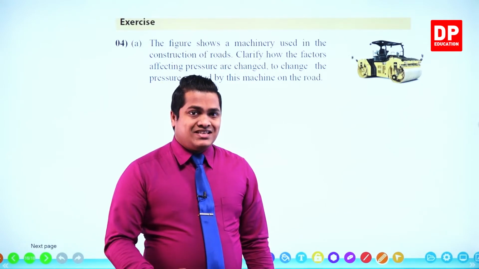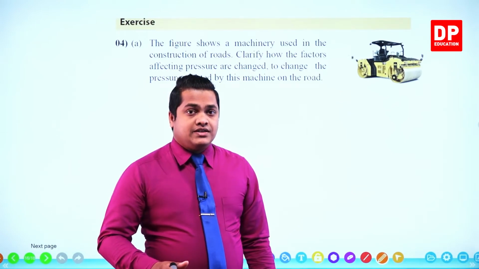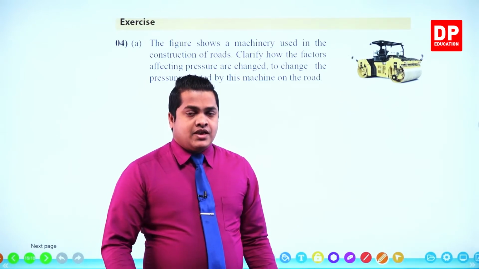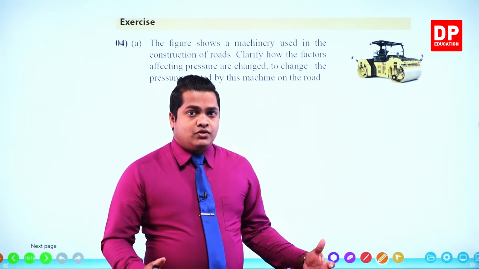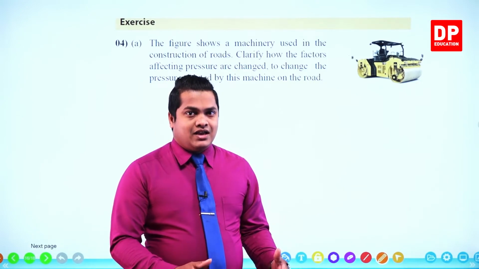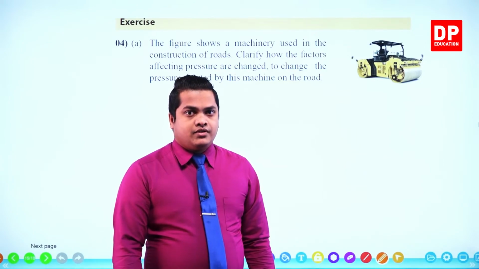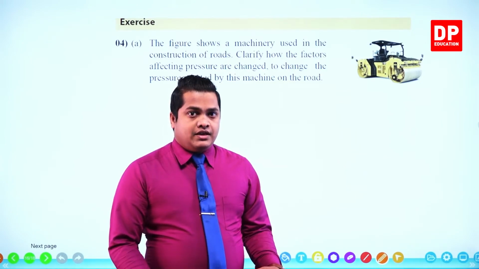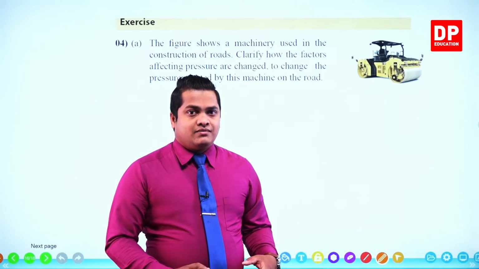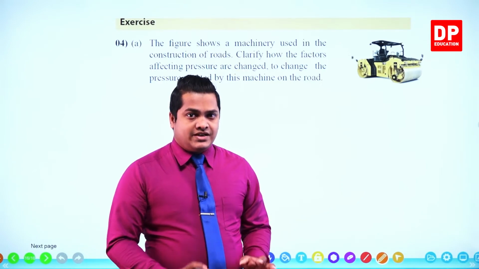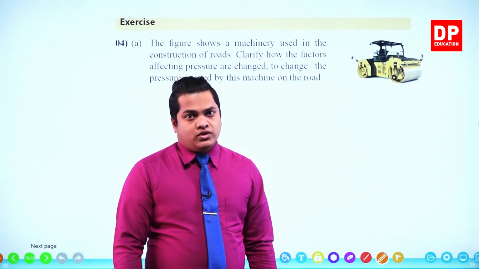So here the force is increased to exert a greater pressure, and the surface area has also been increased to avoid the sinking and to keep the machine horizontally on the ground. By that way, rods can be pressed quite easily. So this is how these machines work.